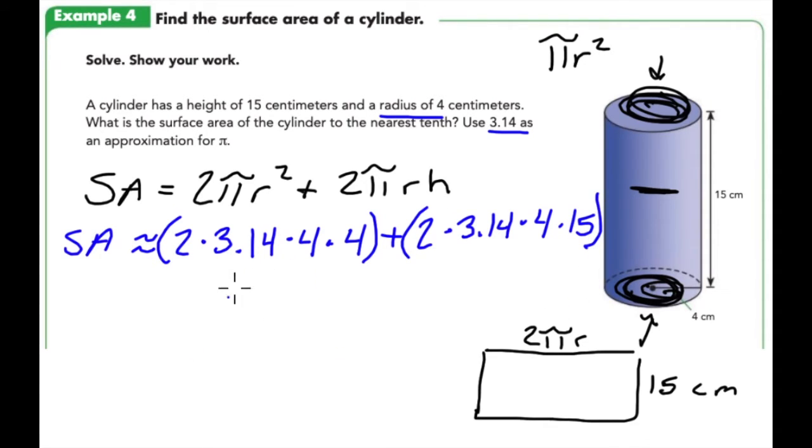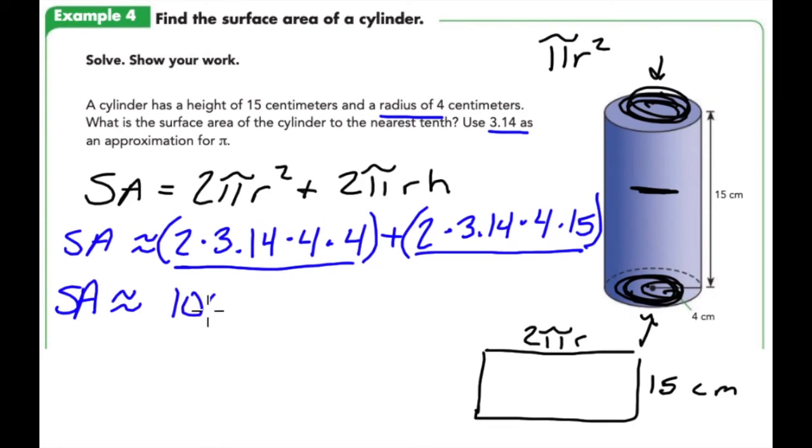If you have your calculator, you're going to multiply both parts separately and see what you end up with. Using our calculators for our surface area, we should have gotten that the surface area is approximately, when we multiply this first part, we end up with 50.24 plus 376.80.